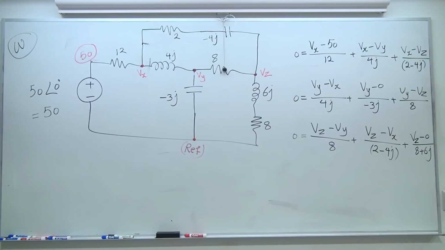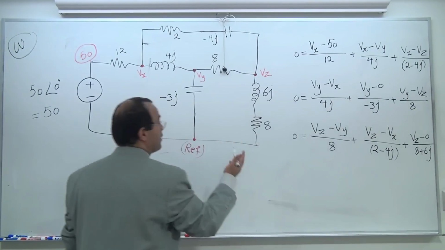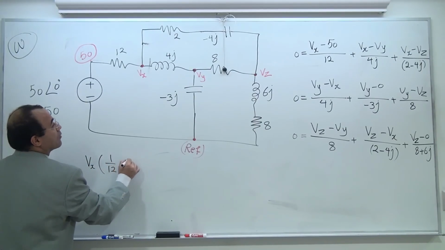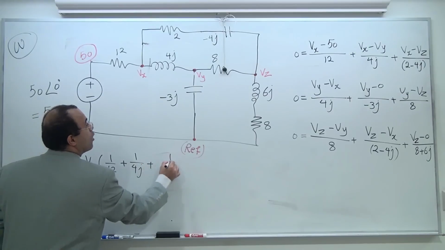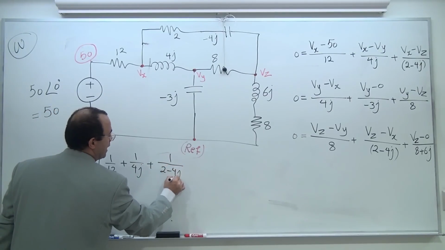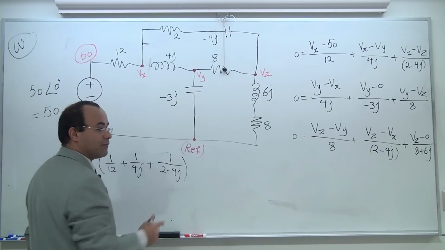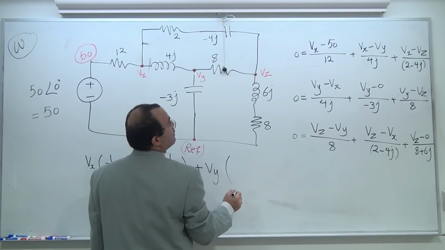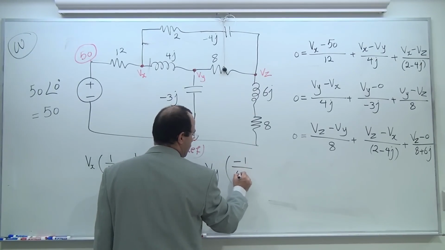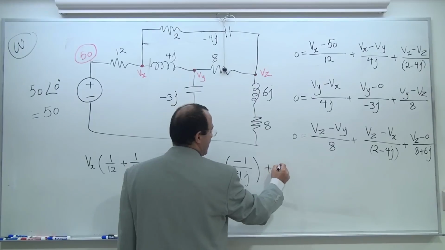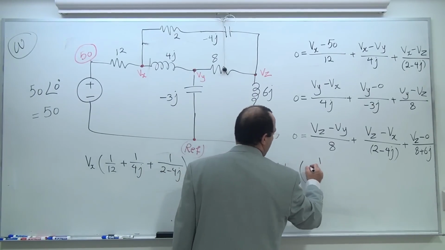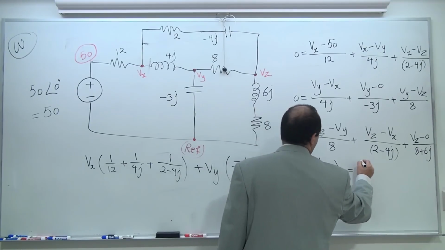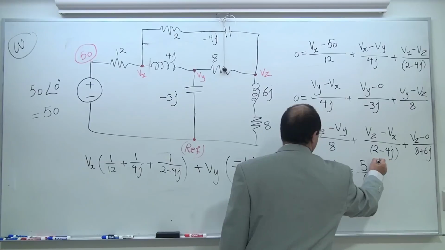Okay? Now, the next step you have to do is this. Grab Vx only. So Vx is going to be 1/12 + 1/4j + 1/(2 - 4j). That's my Vx. I'm going to do the first one, but the rest I'm going to leave it with you. Plus Vy. When I say Vy, all I have is -1/4j. Plus Vz, all I have is 1/(2 - 4j), equal to my constant, 50/12.